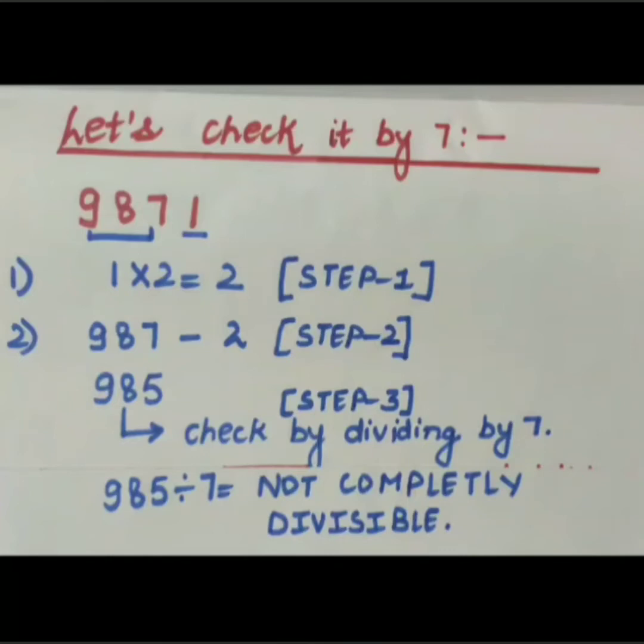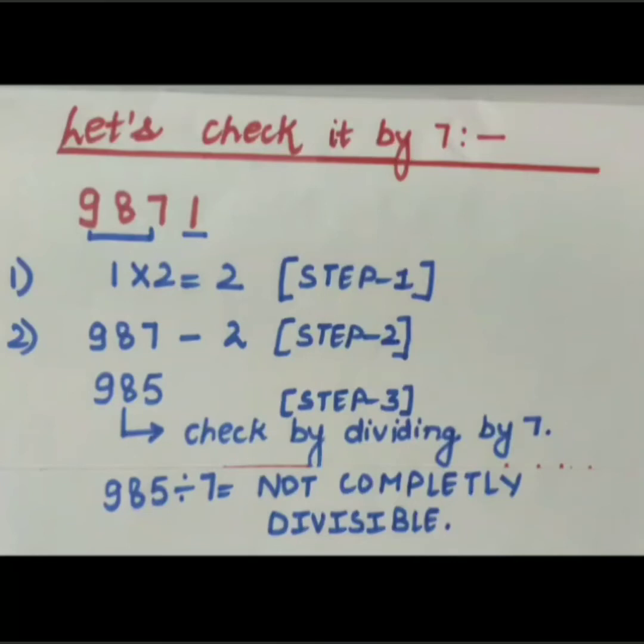Moving on to step 2. The remaining digits, what is remaining? 987. And now we have to do the subtraction portion. 987 minus 2. That was there in our step 1. Whatever we obtain in step 1, we have to deduct in step 2. After doing the subtraction, what are we getting? 985. So our third step was to check it by dividing it by 7.